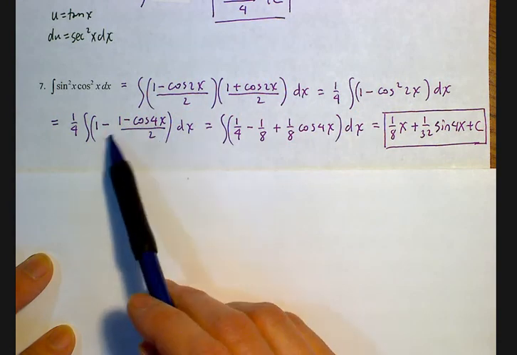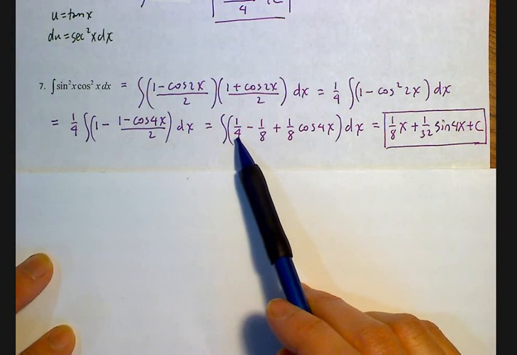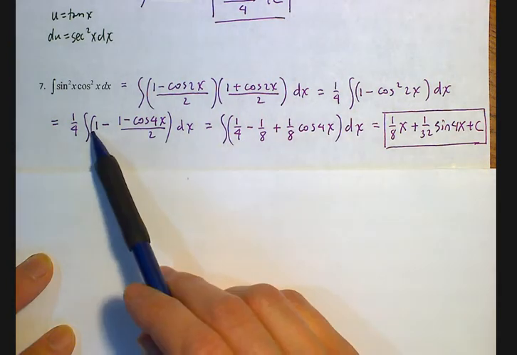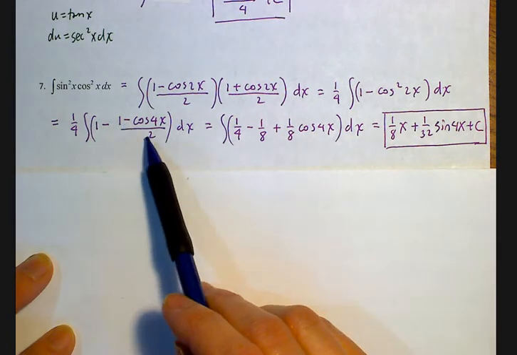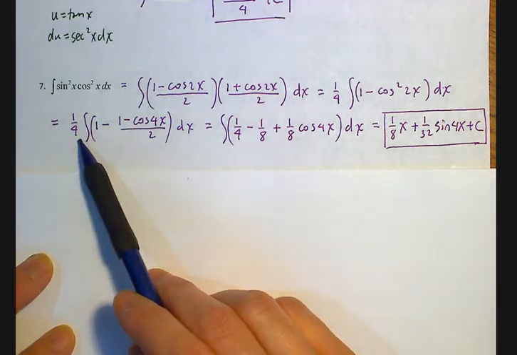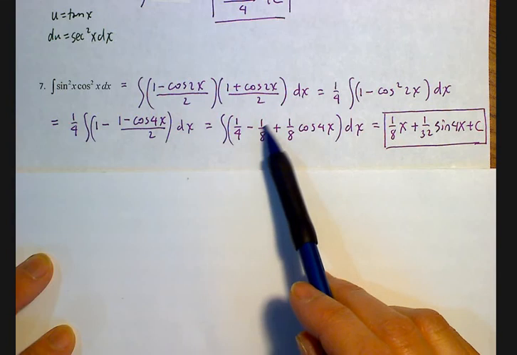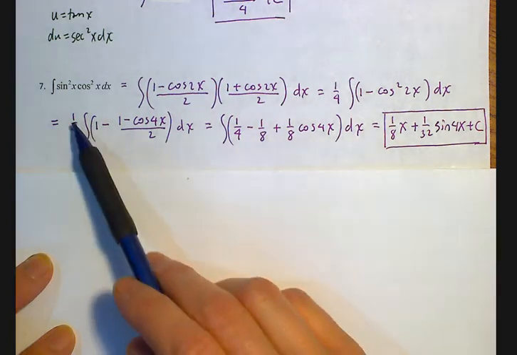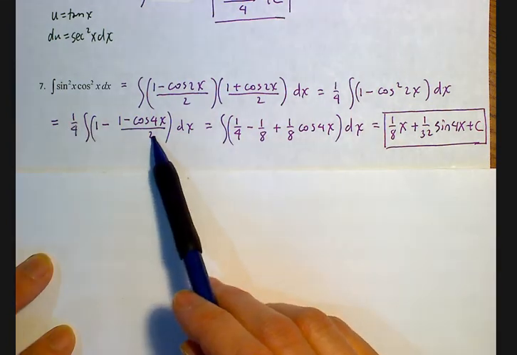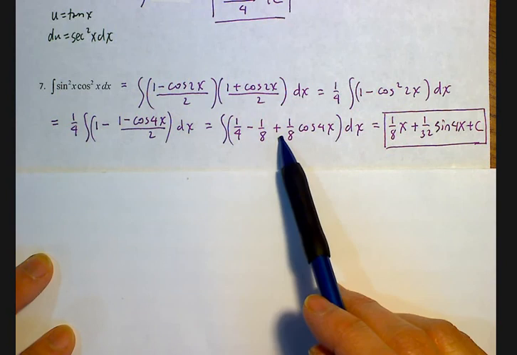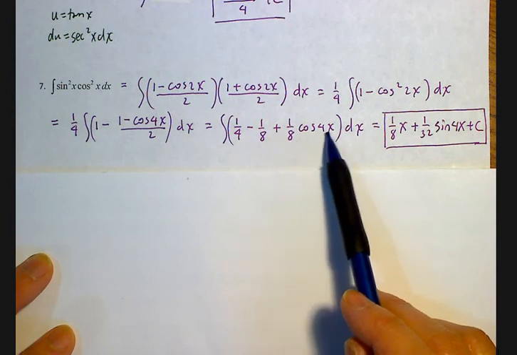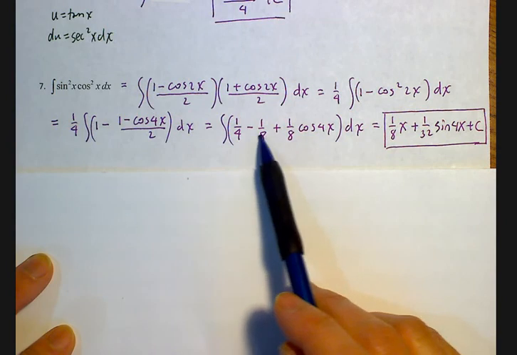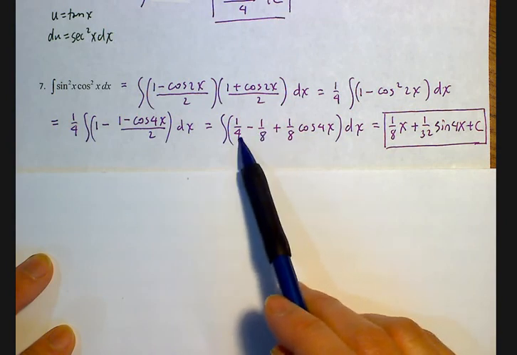And then I'm just going to distribute everything, so I get 1/4 times 1, and then this is a 1/2, and then you're multiplying it by a 1/4, so it's a negative 1/8, and then it's a 1/4 and another 1/2, and they're both negative, so this will become a positive, so it's plus 1/8 cosine of 4x. And so you can combine these two as positive 1/8.